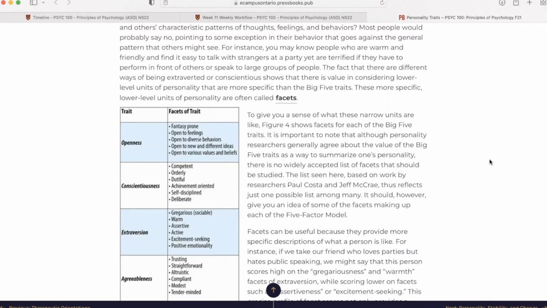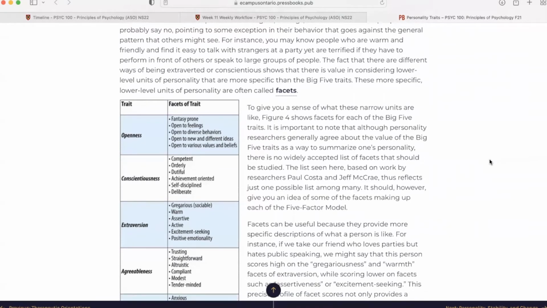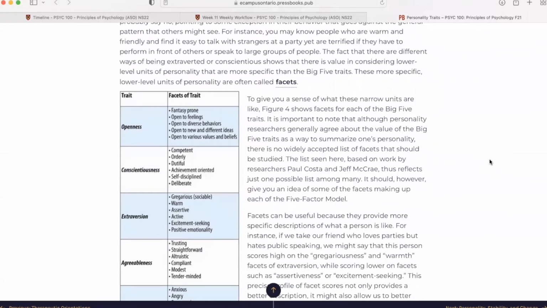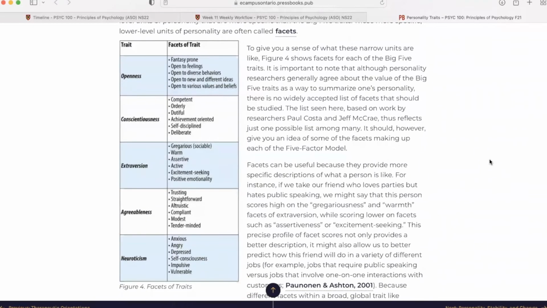To give you a sense of what these narrow units are like, we have another figure here that shows facets for each of the 5 big traits. It is important to note, although personality researchers generally agree about the value of the big 5 traits as a way to summarize one's personality, there is no widely accepted list of facets that should be studied. The list seen here, based on the work by researchers Paul Costa and Jeff McCrae, thus reflects just one possible list among many. It should, however, give you an idea of some of the facets making up each of the 5 factors.